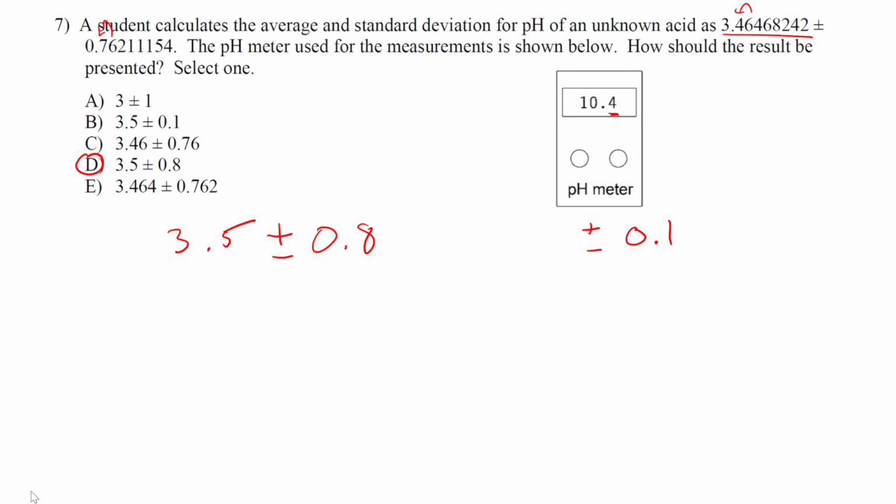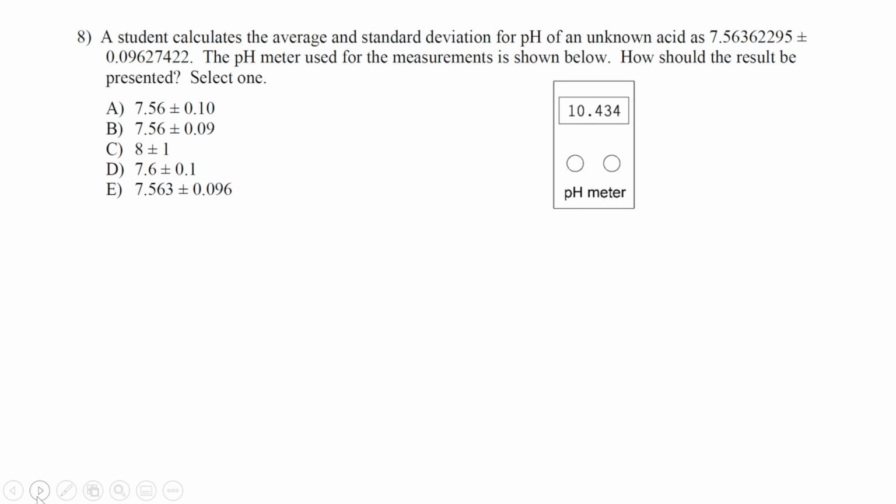A student calculates, next one, the average and standard deviation for an unknown acid is this. The pH meter is shown below. Rule 1, we report the error, right, with one significant figure, unless it begins with 1 or 2. So this does not begin with a 1 or 2, so we're going to keep 1. And that 6, however, will round it up, right? So we'll get 0.1. But now it does begin with a 1, which means we need to keep 2 significant figures. Okay, we talked about this in class.